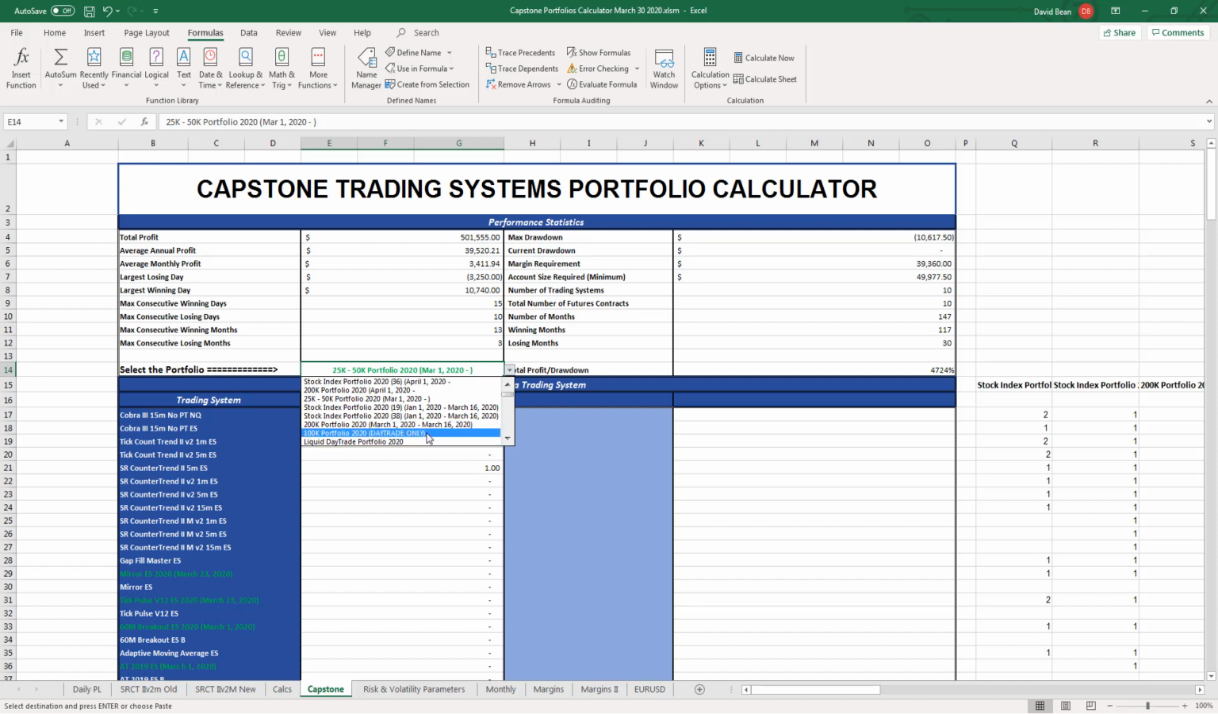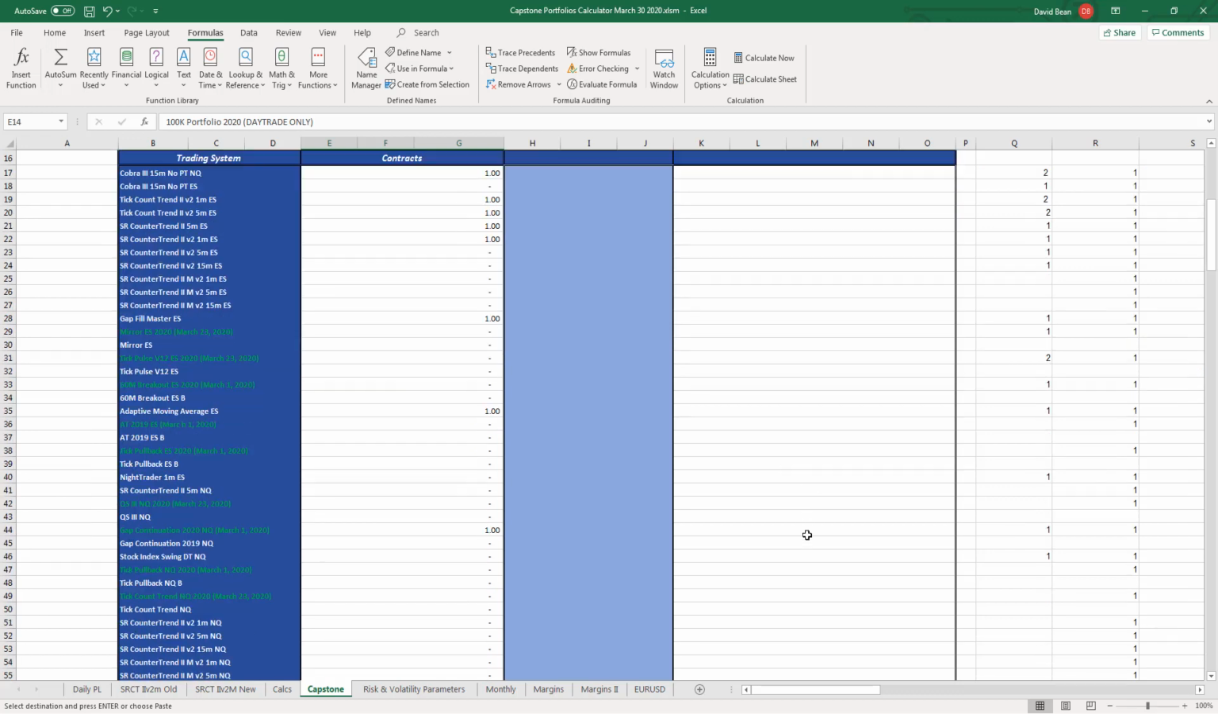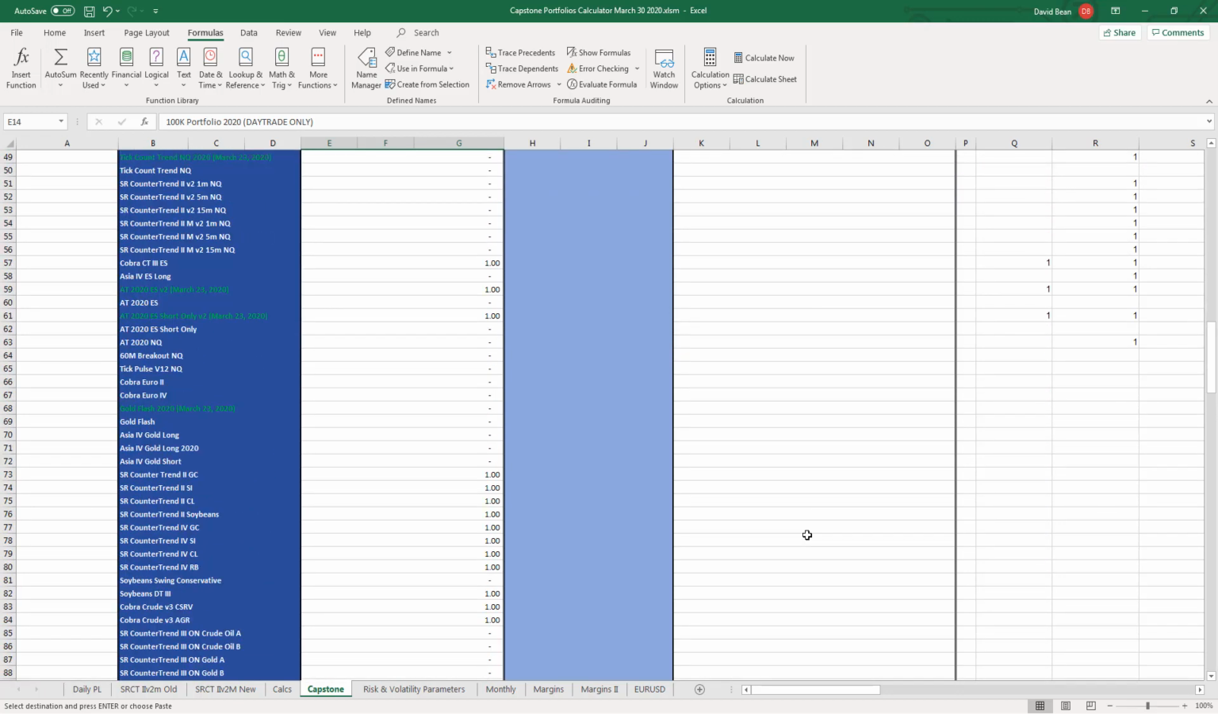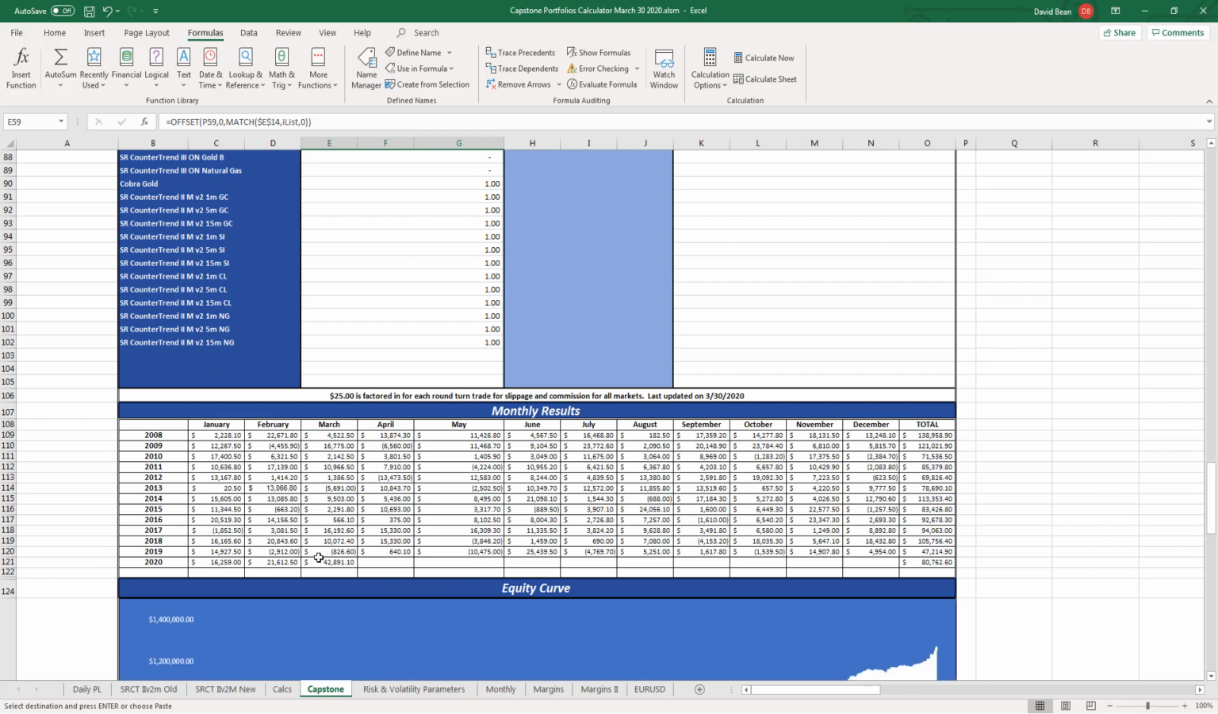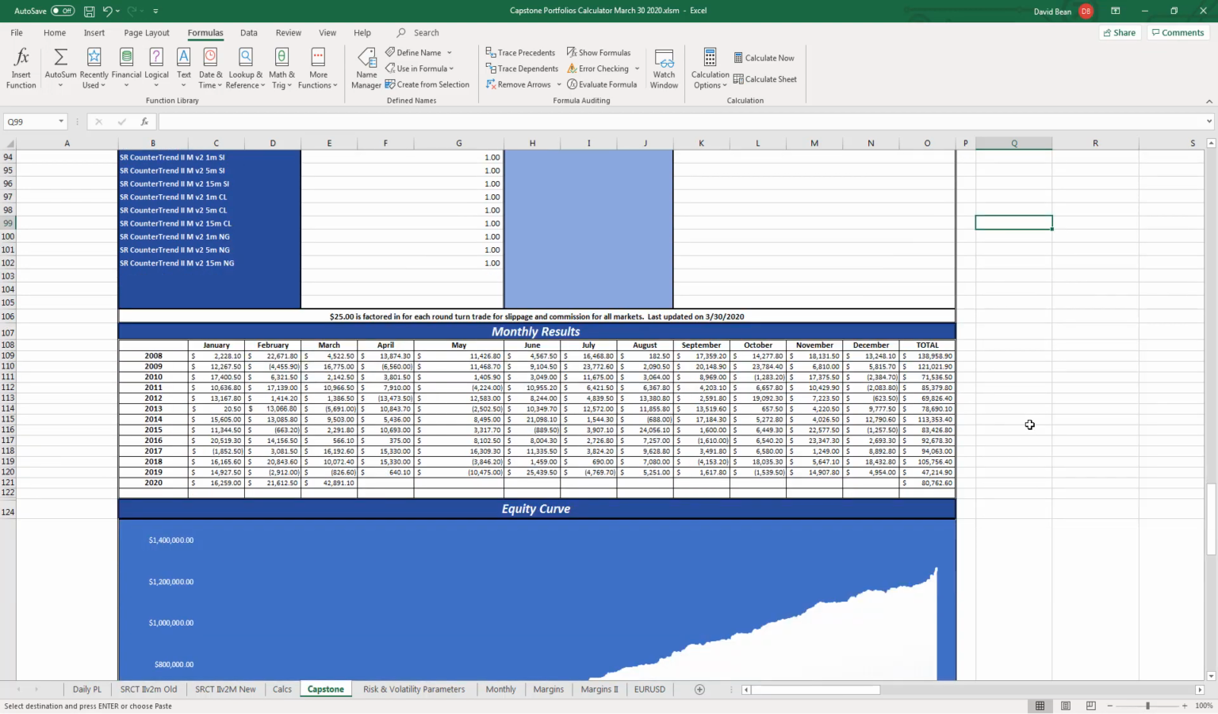We had this 100K portfolio, day trade only, that I developed at the end of February. It's at equity peaks. It didn't do too bad, and just adding the new versions of each of these as well, it shows 42K in March, really big month. This is a really good strategy. I haven't talked about this portfolio that much.